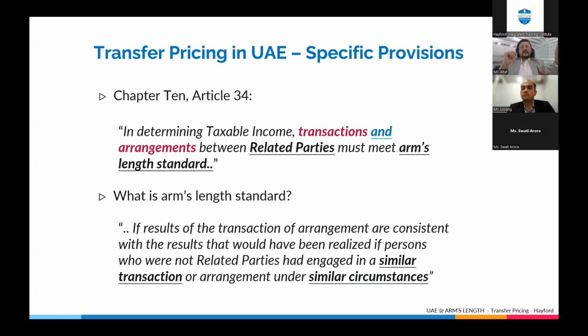And what is that standard? If the results of the transactions or arrangements are consistent with the results that would have been realized if the persons were not related parties. So it is a very interesting reverse-engineered way of explaining. Say this transaction that we did with a related party, if we had done the same transaction with a third party whom we cannot affect, influence or control, then what would have been the pricing levels? That gives us guidance on what is arm's length.